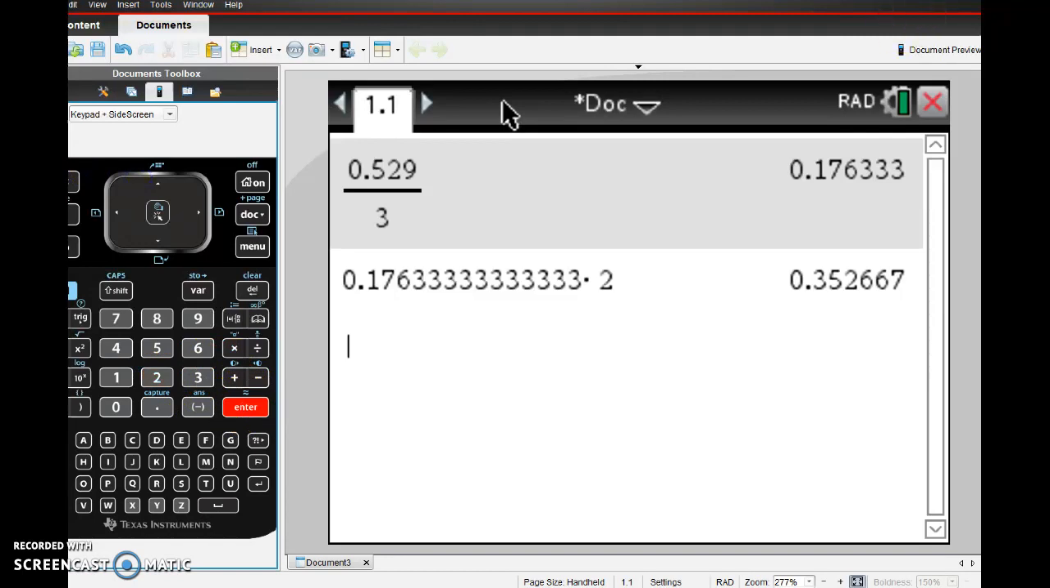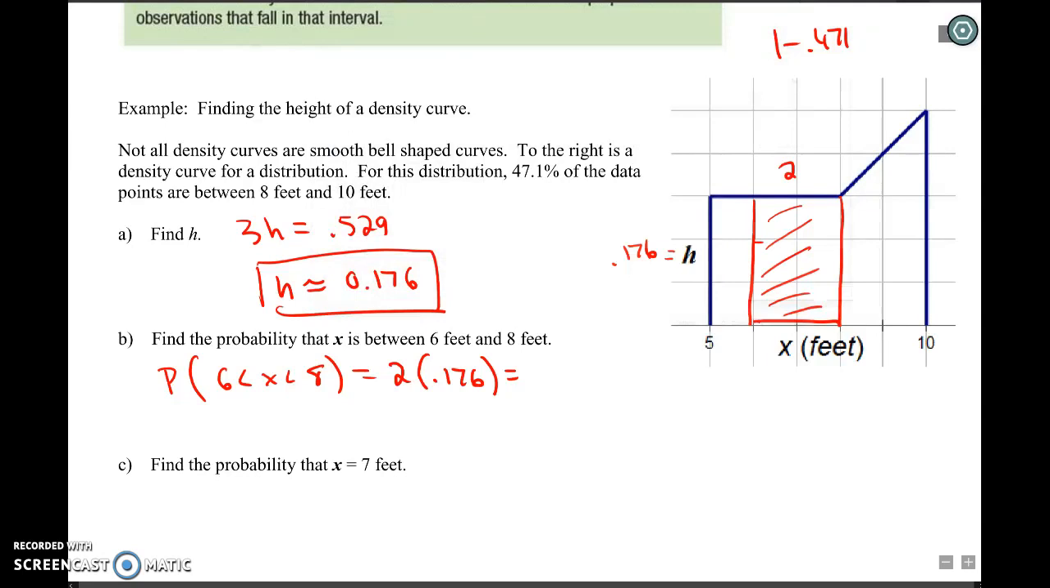Let's just say about 32%. This is about 32%.